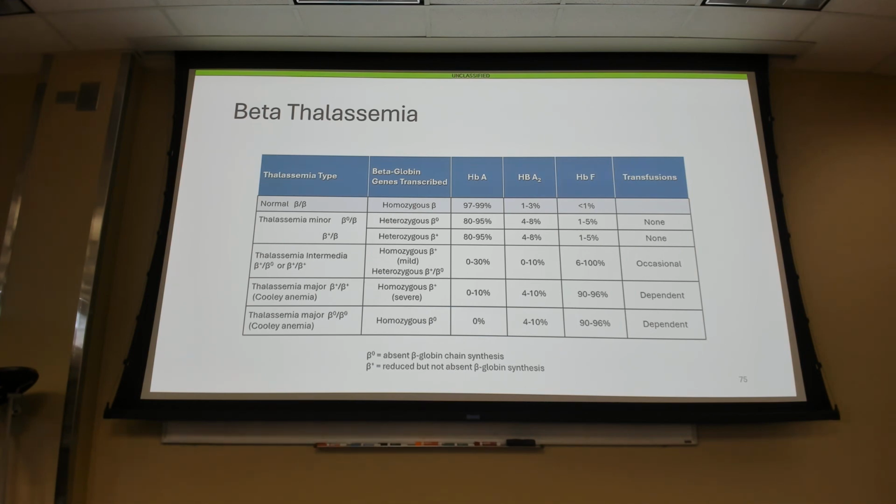If it's heterozygous, I'm good. Right? When I get down to thalassemia intermedia, my hemoglobin A is now 30%. So yeah, I might need a transfusion, right? The majority of my hemoglobin is non-functional. Cooley's anemia, right? You can kind of see here, 0 to 10% normal hemoglobin A.